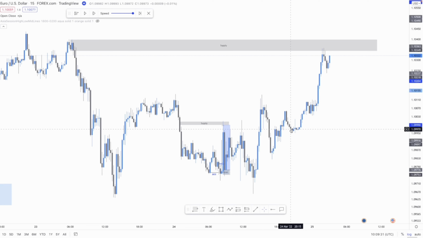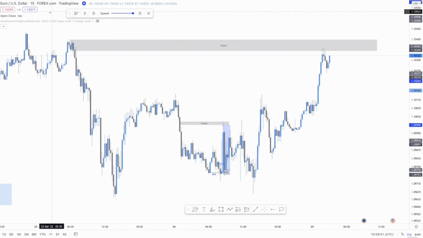Now, what we're going to be going over today is how to use a change of character properly, okay? We're going to start off on a 15-minute time frame, and we're going to look for a change of character on the 15-minute time frame. And then we're going to drop down to a 1-minute time frame, and we're going to look for a change of character again, and how we could get into entries by using this, okay?